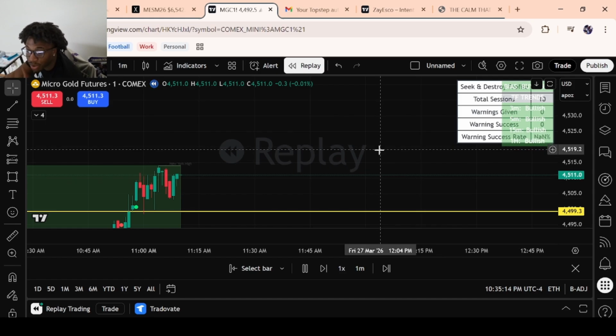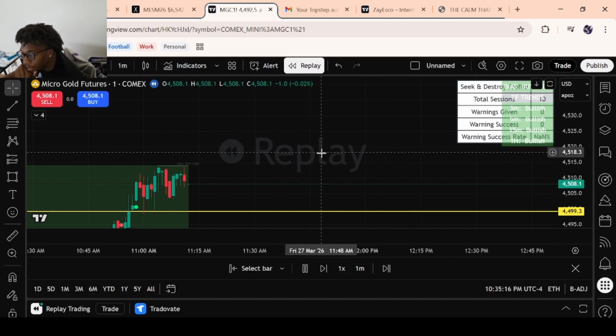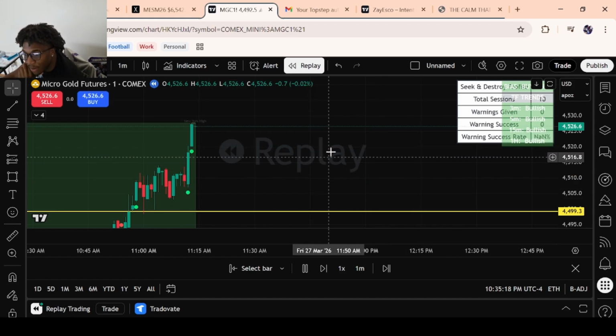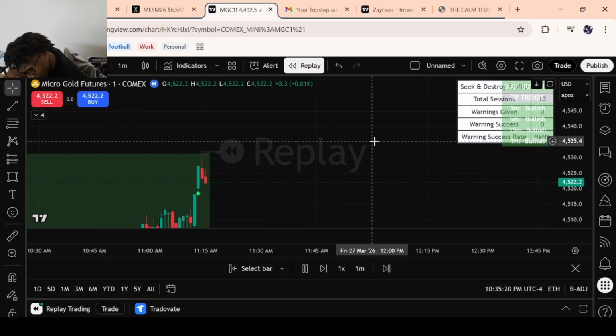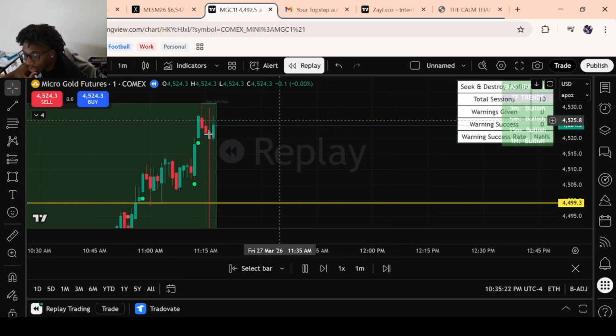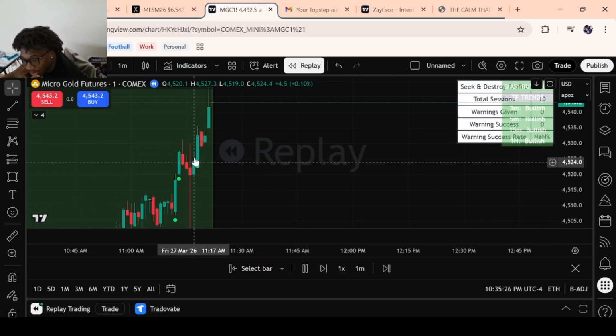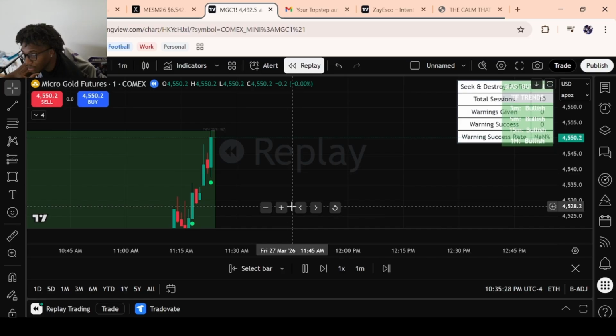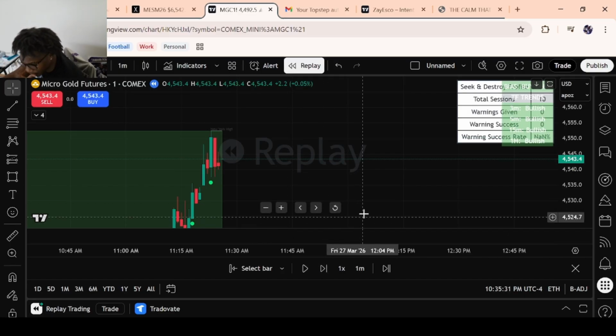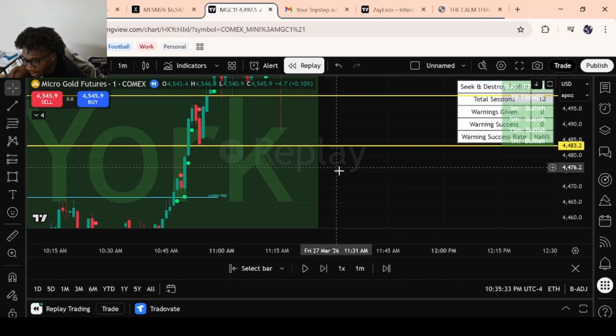For an hour straight, the market was just going up. Boom. If I wasn't in replay mode, look at this, it's still going. You try to retest, try to shoot down. Nope. And once this candle closes above, it shoots right back up. Easy.